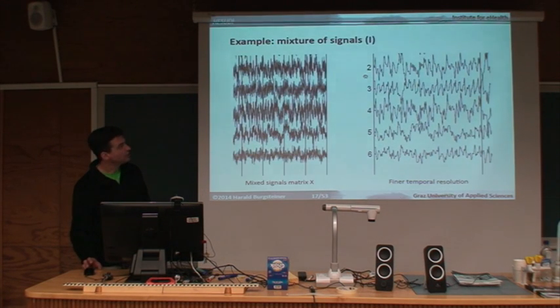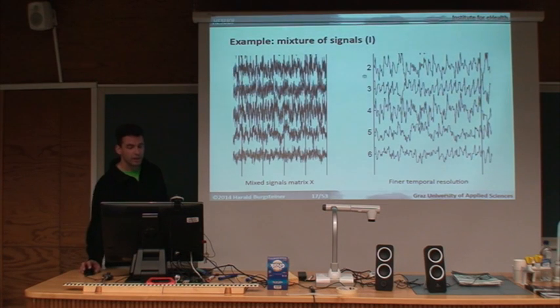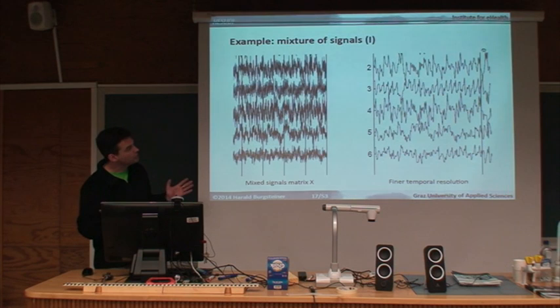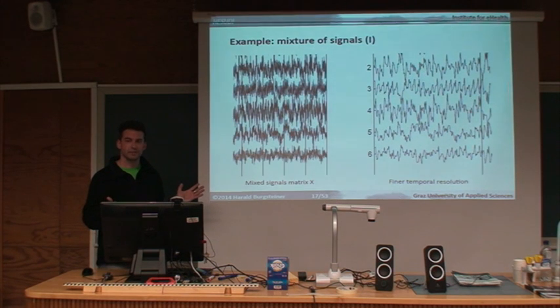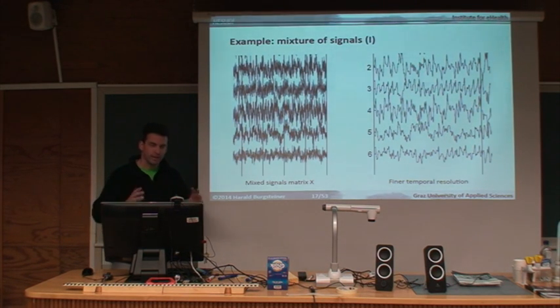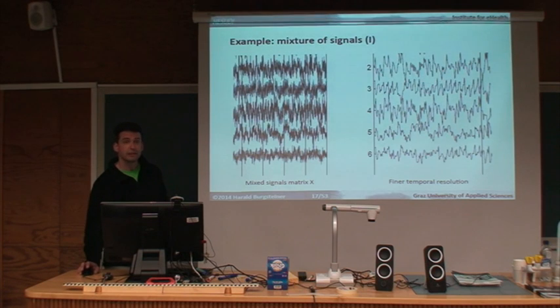So this is typically a recording of some sensors or some signals that have been mixed together. Even if you look on the right side, where you see it in a finer temporal resolution, I guess you would still not be able to figure out which signals would be the source signals of these. So then you can try to do something like independent component analysis.